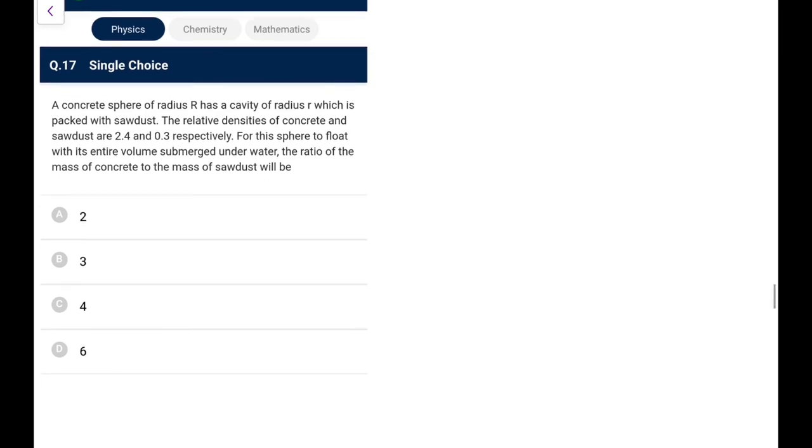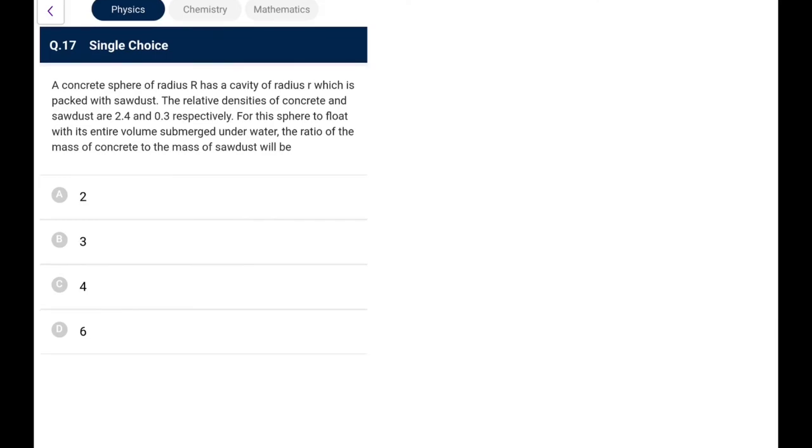Let's see what is in it. A concrete sphere of radius R has a cavity of radius small r which is packed with sawdust. The relative densities are given. For the sphere to float with its entire volume submerged under water, find the ratio of the masses. Okay, so simply the buoyant force must be equal to total weight. So buoyant force would be rho of water into total volume, 4 by 3 pi R cube g, and for the sawdust mass I have 0.3 times the relative density, that is rho water into 4 by 3 pi r cube g.